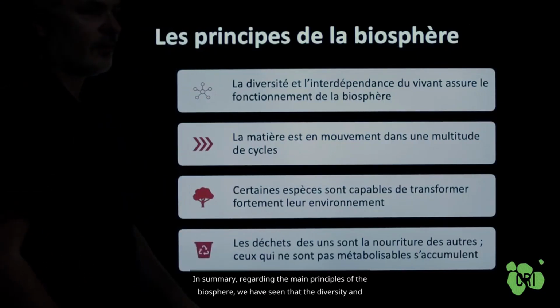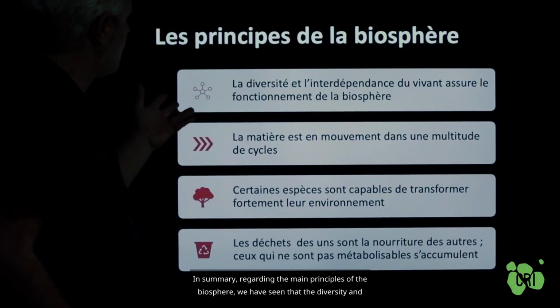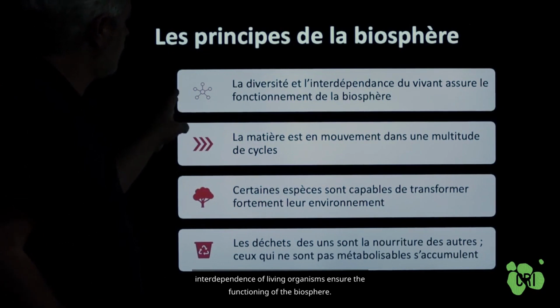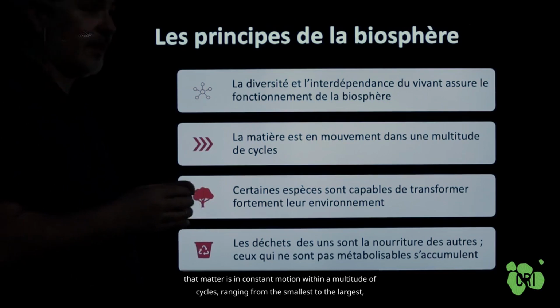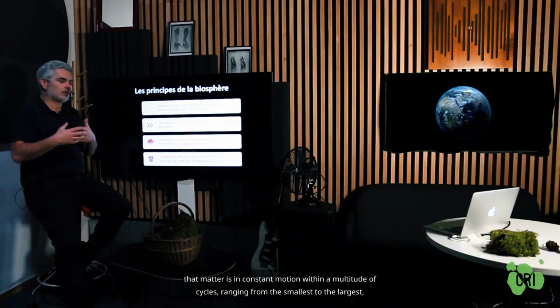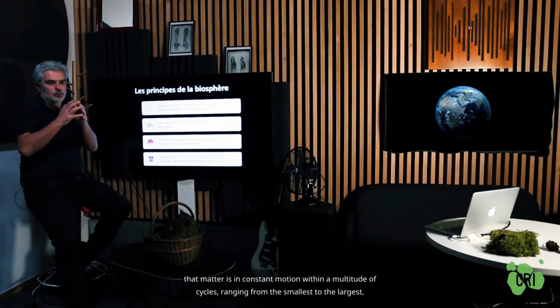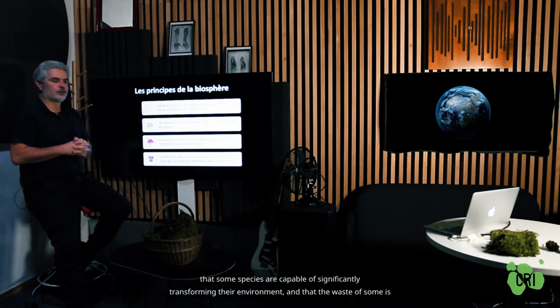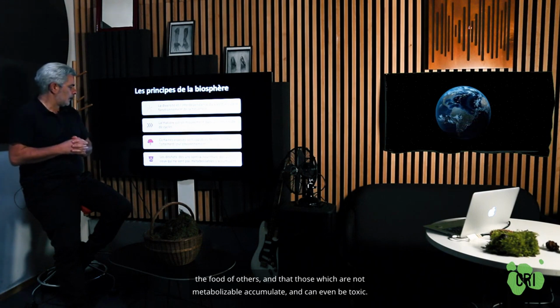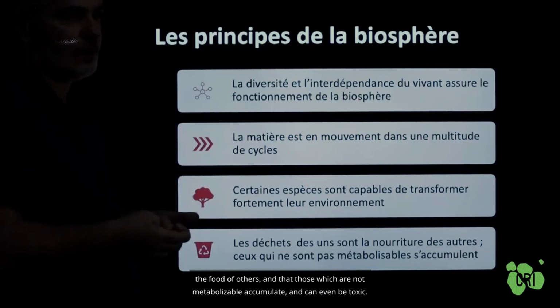In summary, regarding the main principles of the biosphere, we have seen that the diversity and interdependence of living organisms ensure the functioning of the biosphere. That matter is in constant motion within a multitude of cycles, ranging from the smallest to the largest, that some species are capable of significantly transforming their environment, and that the waste of some is the food of others, and that those which are not metabolizable accumulate and can even be toxic.